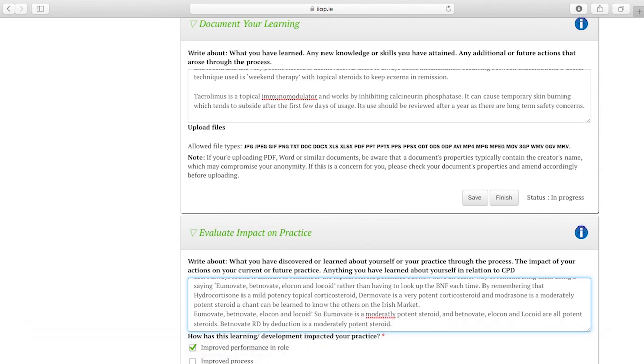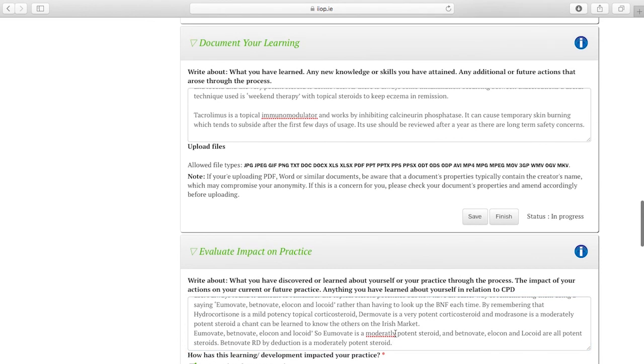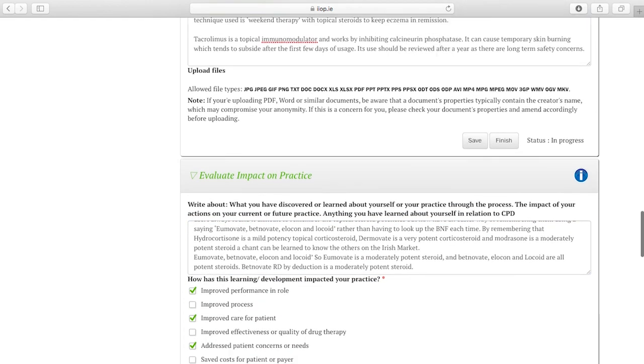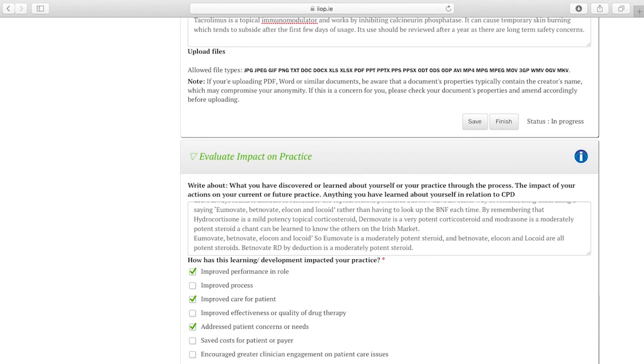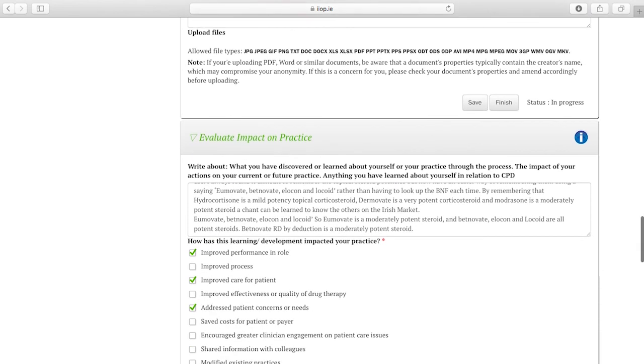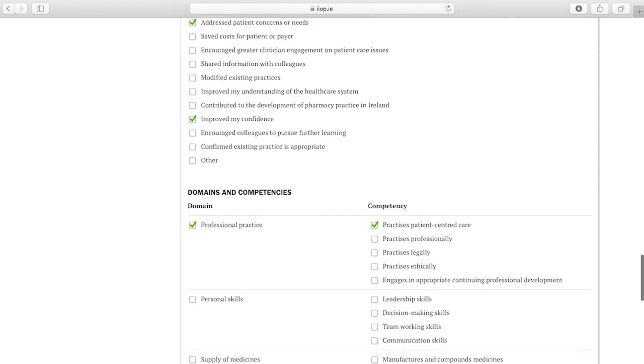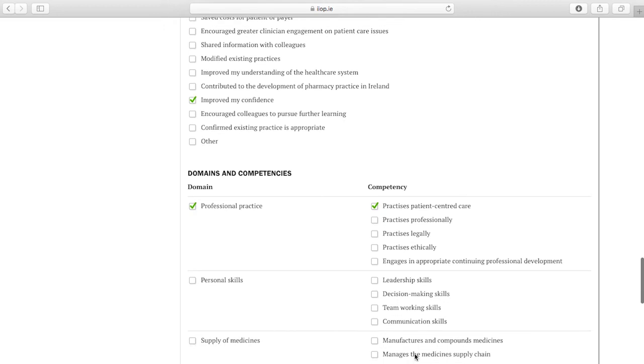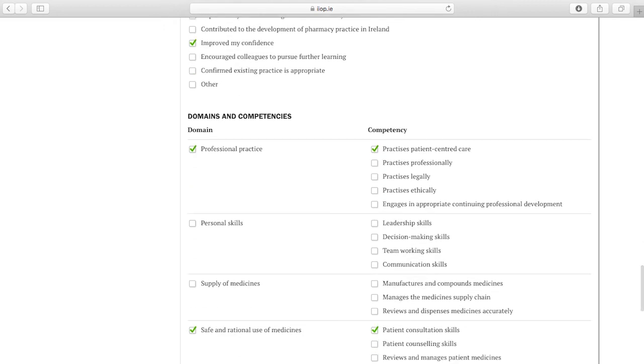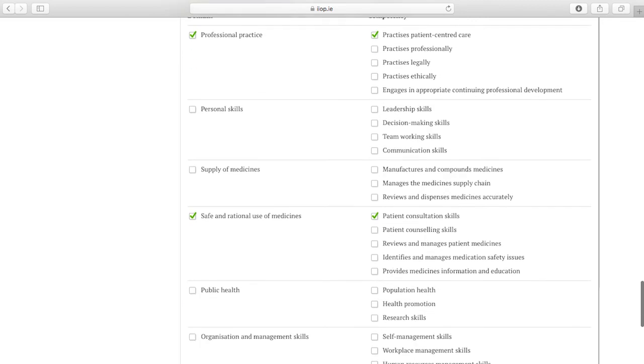Now, so how has this learning and development impacted my practice? It helps to improve performance and role, improve care for patients, address patient concerns or needs, and improve my own confidence. And the competency falls under practice patient-centred care, which falls under the professional practice domain, and also the patient consultation skills, which is safe and rational use of medicines.